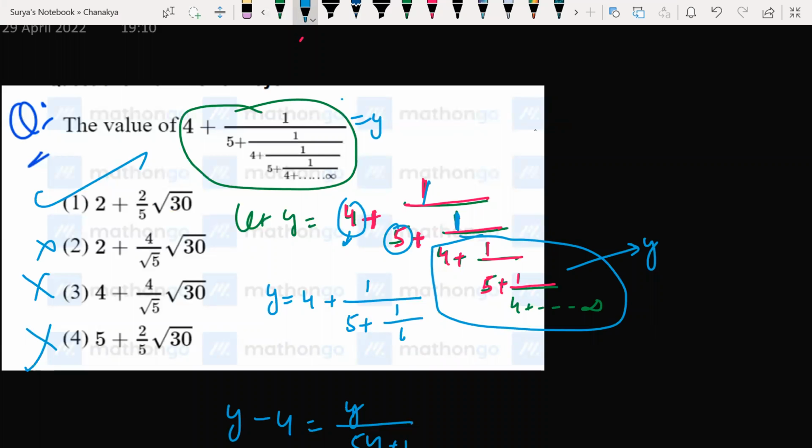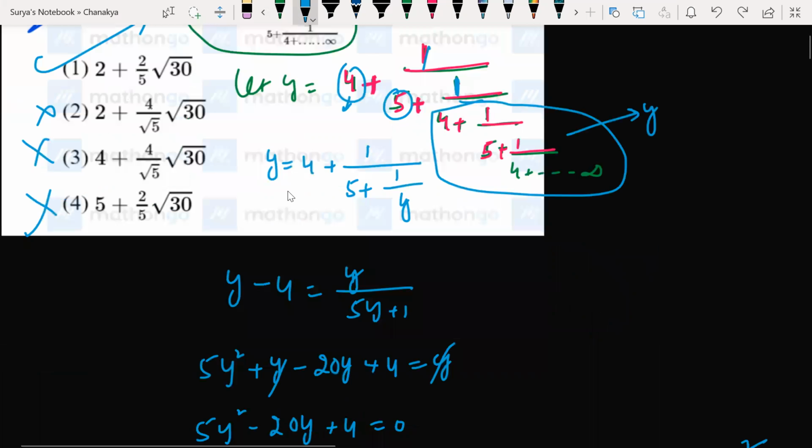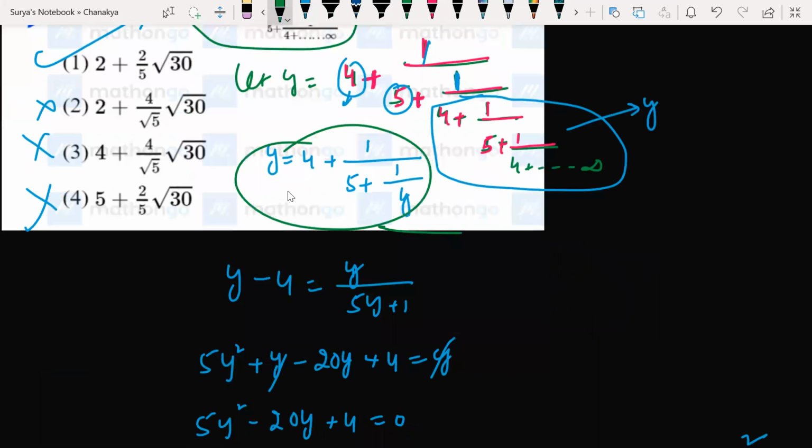Now 5 plus 1. Now just simplify this and you will get the answer. Yes, after simplifying that, you find out the value of y by factorizing. Look at this. How can I simplify this? This can be written as y is equal to 4 plus 1 by 5y plus 1 by y.